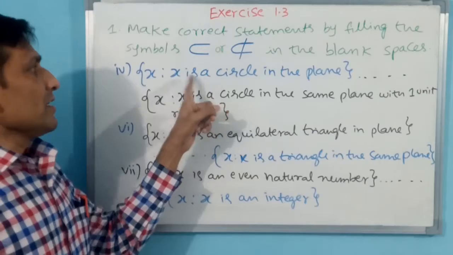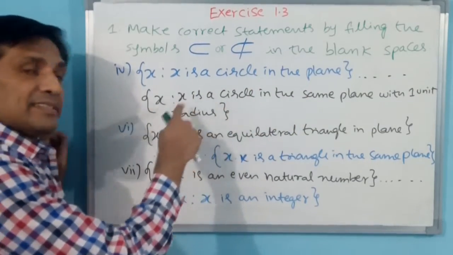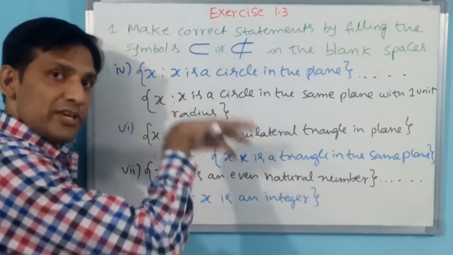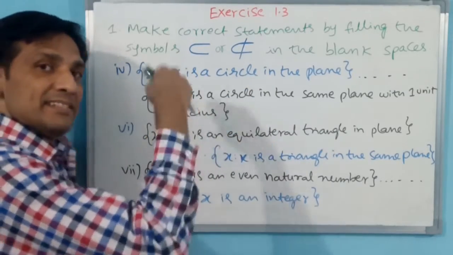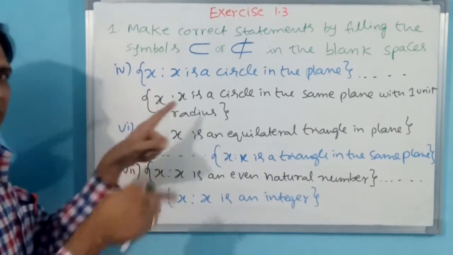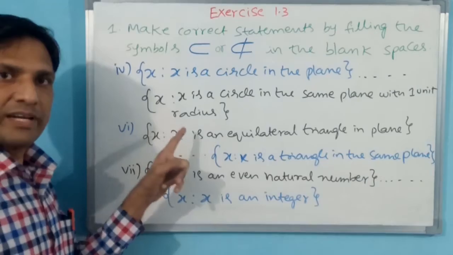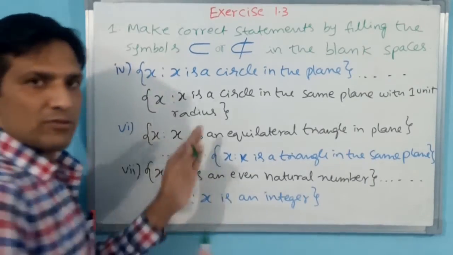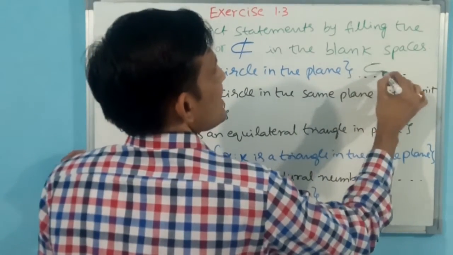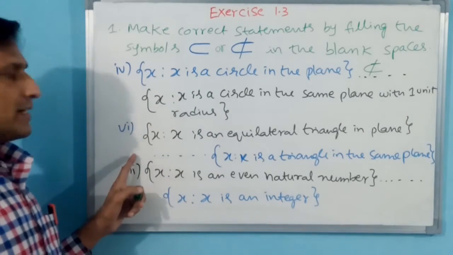But see, x is a circle in the plane. Here, if x is a circle in the same plane comes, it means the circle is a subset of circles. But here circles are not there and the same radius is not there. That is why here we can say that this is not a subset. Not a subset. Now we see the sixth part.